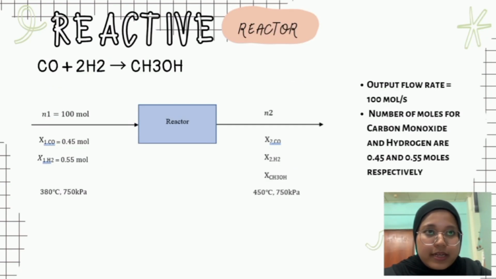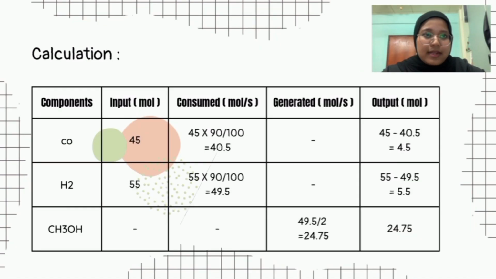The reactive part is the reactor. This is the reactor flow diagram. The chemical equation that we use is CO plus 2H2 produces CH3OH. The output flow rate is 100 mole per second. The mole fractions for carbon monoxide and hydrogen are 0.45 and 0.55 respectively. The temperature and pressure for the input are 380 degrees Celsius and 750 kilopascal. For the output, 450 degrees Celsius and 750 kilopascal. Next, we calculate the consumed, generated and output of the process.